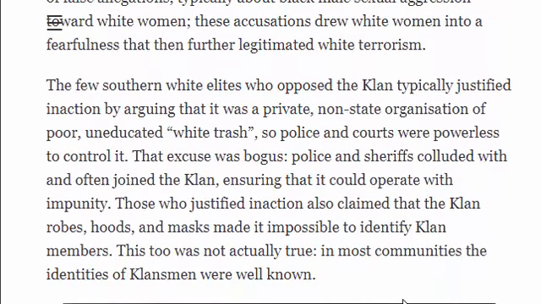The few southern white elites who opposed the Klan typically justified inaction by arguing that it was a private, non-state organization of poor uneducated white trash, so police and courts were powerless to control it. That excuse was bogus. Police and sheriffs colluded with and often joined the Klan, ensuring that it could operate with impunity. Those who justified inaction also claimed that the Klan robes, hoods, and masks made it impossible to identify Klan members. This was not actually true. In most communities, the identity of Klansmen was well known.